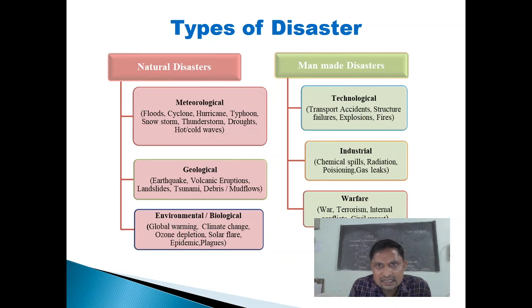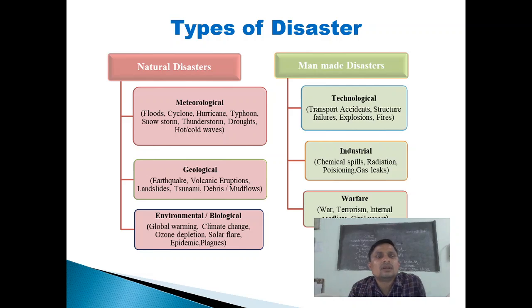So, the types of disasters. There are two types of disasters: natural disasters and man-made disasters. In the case of natural disasters, there are three types. First, meteorological disasters. In the case of meteorological disasters, there are floods, cyclone, hurricane, typhoon, snowstorm, thunderstorm, drought, hot or cold waves.